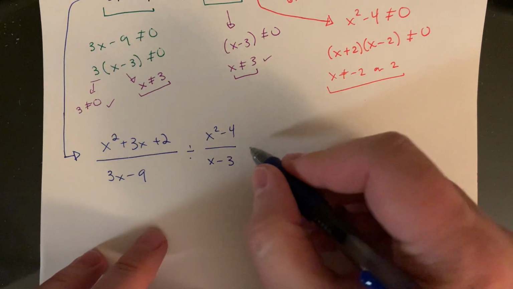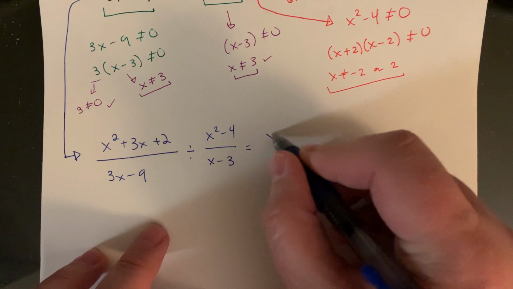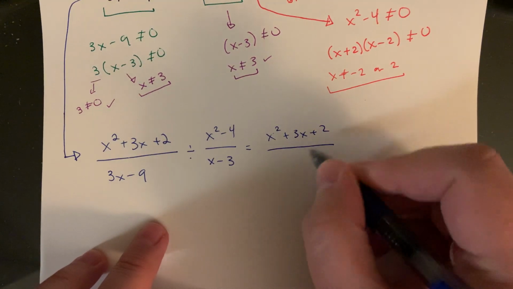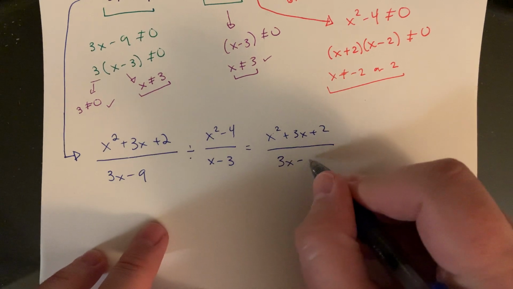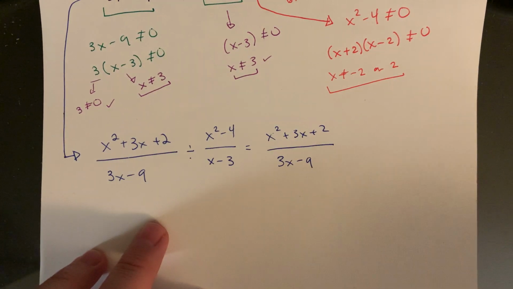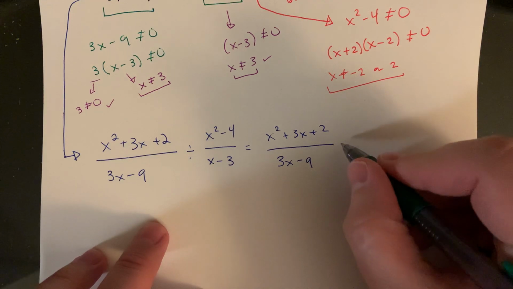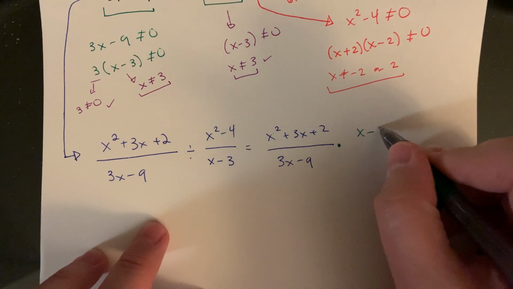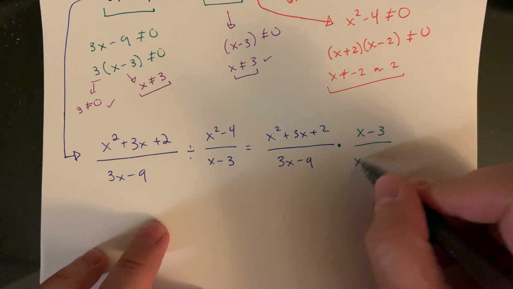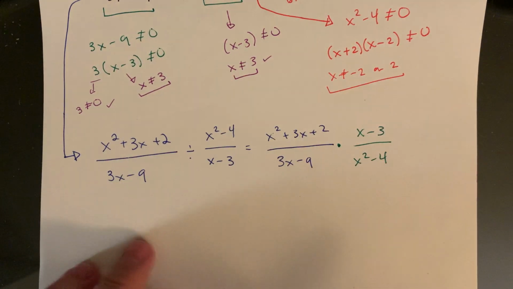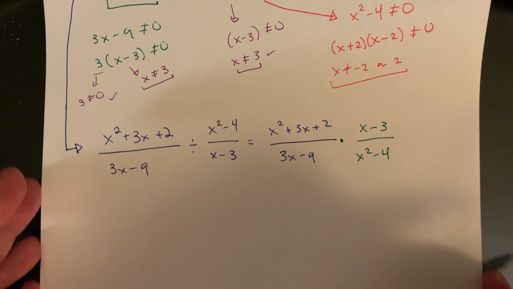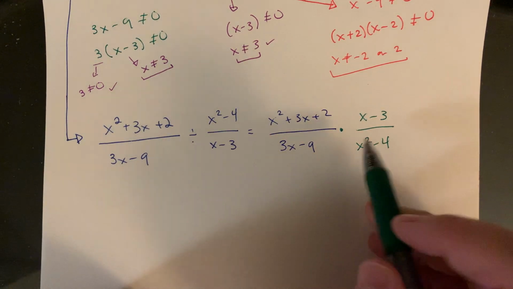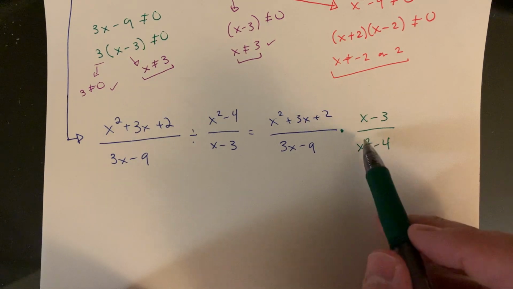So the move here, of course, is to rewrite it. So x squared plus 3x plus 2, keep the first one the same, 3x minus 9. We'll insert all of our factored versions here in a second. Times, so flip the second one, right? So now x minus 3 is up top, and your x squared minus 4 is in the denominator, right? So you've done the sort of keep, change, flip: kept the first one, changed from division to multiplication, and flipped that second fraction.